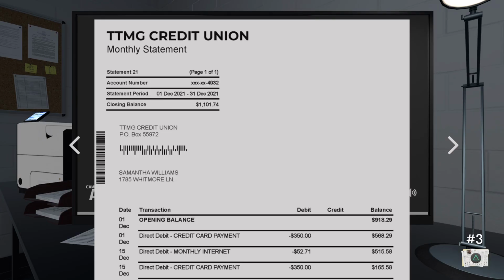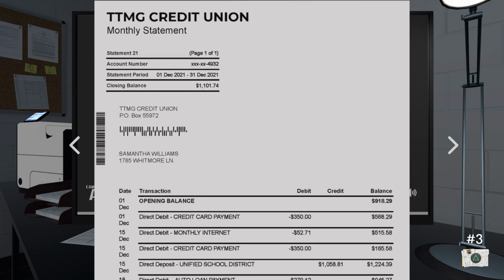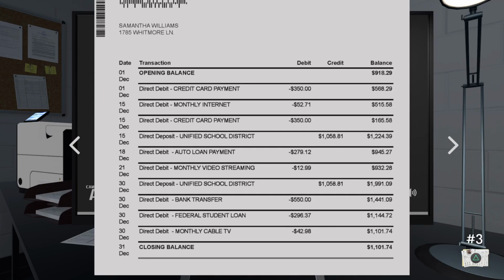So this is our December statement from the credit union. So she pays her credit card bi-monthly. So one at the beginning of the month and one on the 15th.